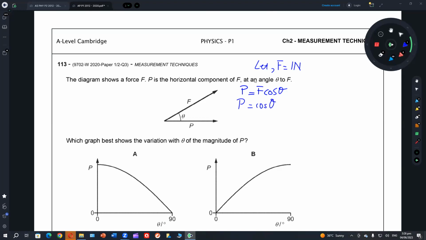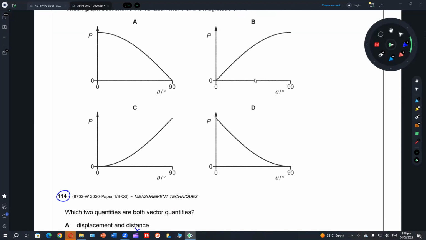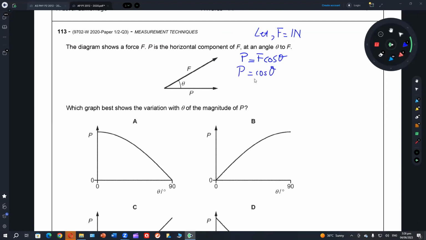Now, how I tackle this relationship, because it's pure mathematics now, P is equal to F cos theta. So if a person is not taking maths, what the person can do, try some values and get the values. So by increasing the angle, the cos theta will decrease the value. You should see the values now.